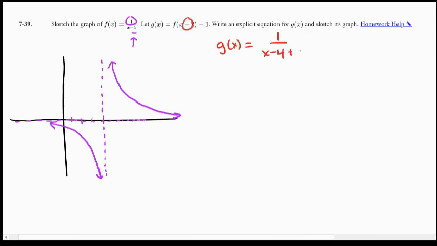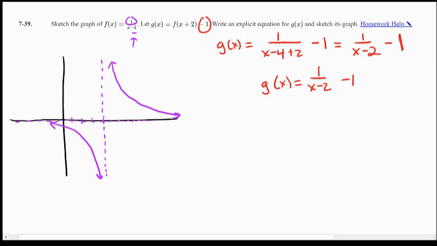Then this plus 2 is happening to the x value, or within the function itself. And then this minus 1, sorry, minus 1, not plus 1, is happening outside of that. And then if we simplify that, we would get 1 over x minus 2, and then minus 1. And so I'll rewrite this all together now: g of x equals 1 over x minus 2, minus 1.